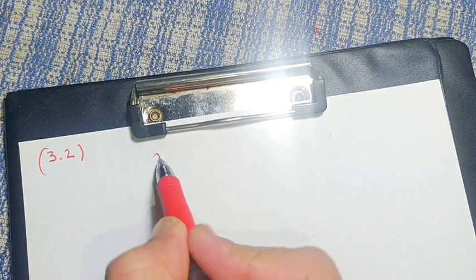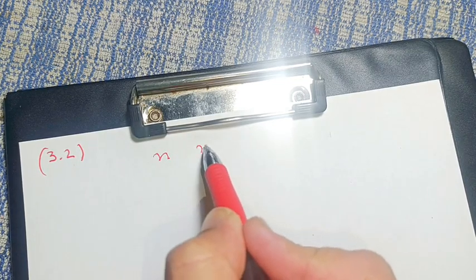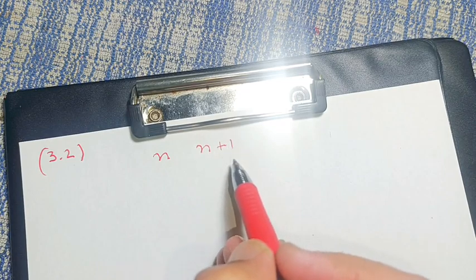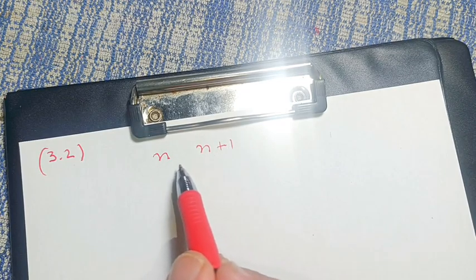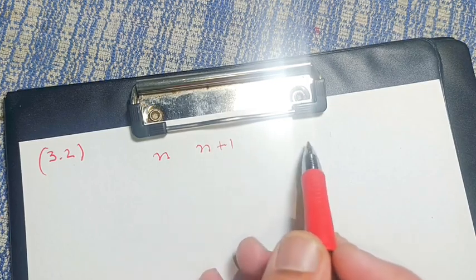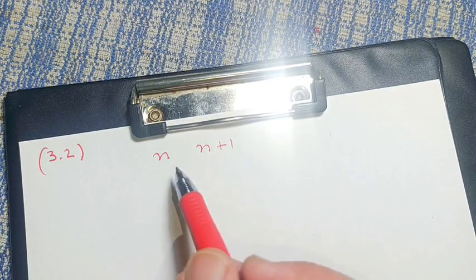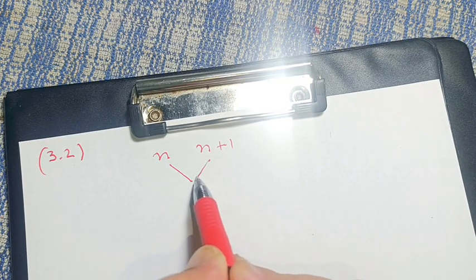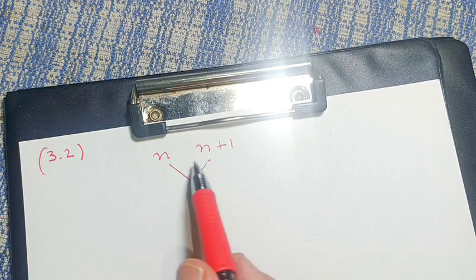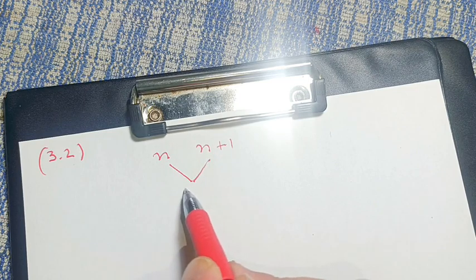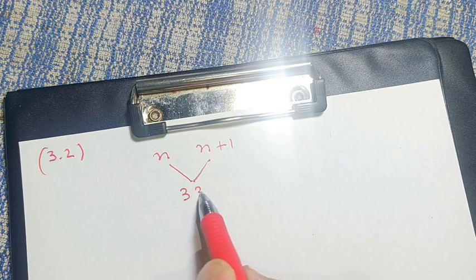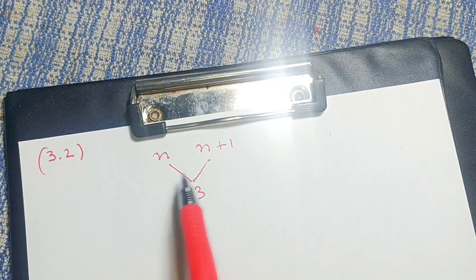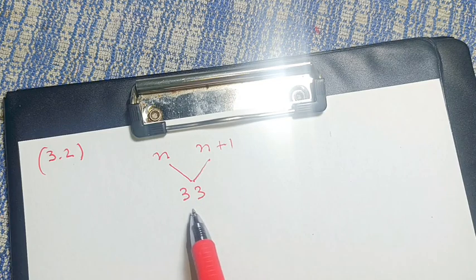So say the first term is n, the second term is n plus 1. Remember, so this is n plus 1, n plus 2, and so on. So these two consecutive terms, n and n plus 1, their difference is 33.